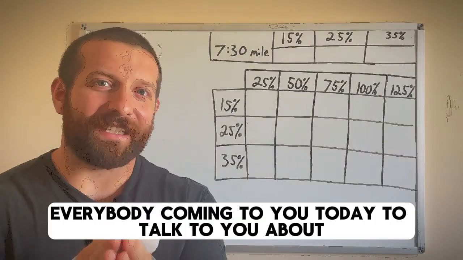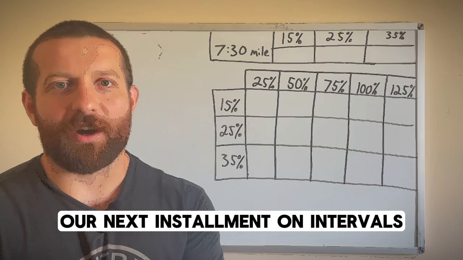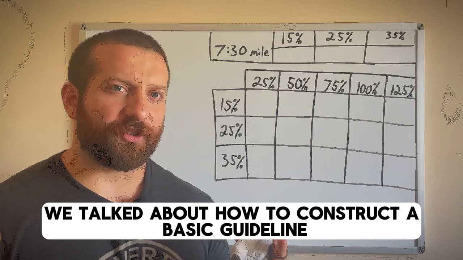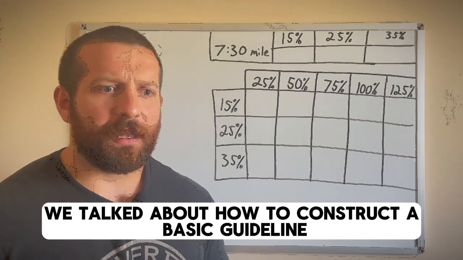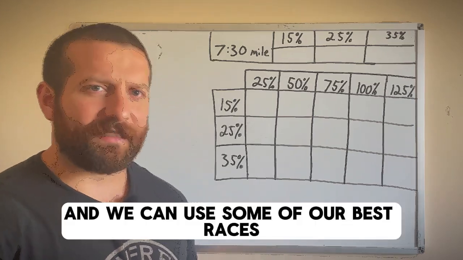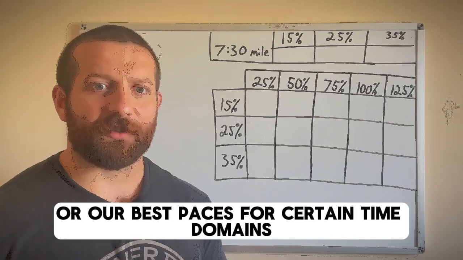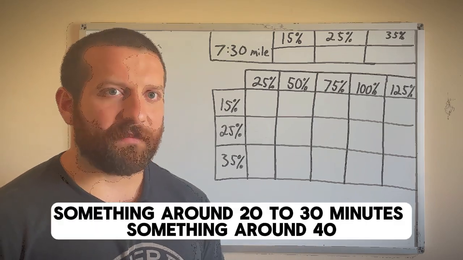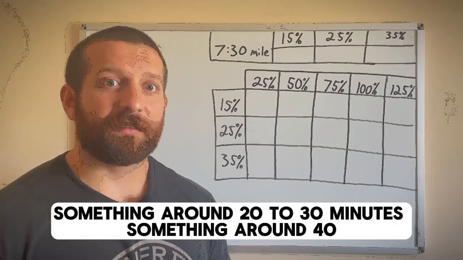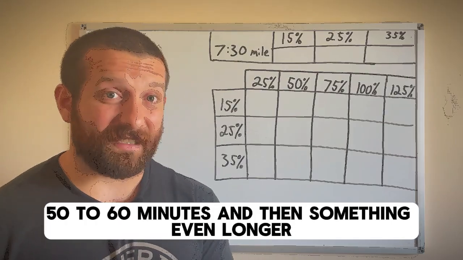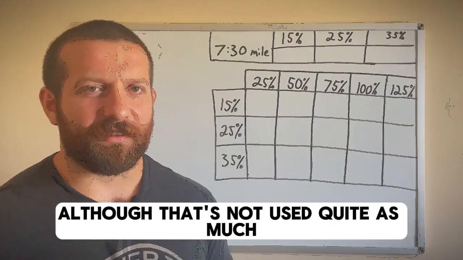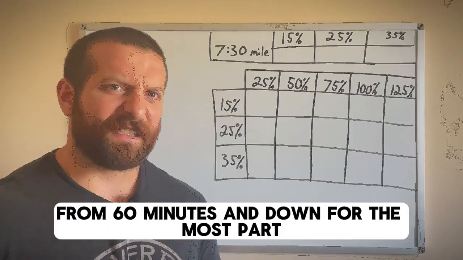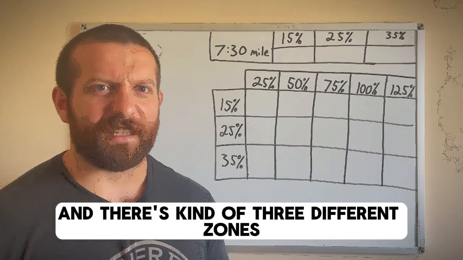Hey everybody, coming to you today to talk to you about our next installment on intervals. So last time we talked about intervals, we talked about how to construct a basic guideline, and we can use some of our best races or our best paces for certain time domains, like something under 10 minutes, something around 20 to 30 minutes, something around 40, 50 to 60 minutes, and then something even longer, although that's not used quite as much. Typically, intervals are all going to be done from 60 minutes and down for the most part, and there's kind of three different zones.